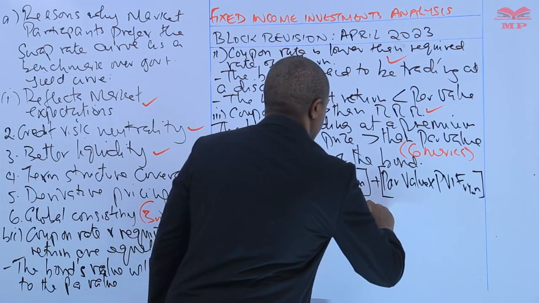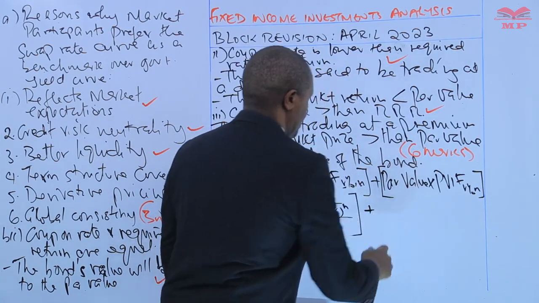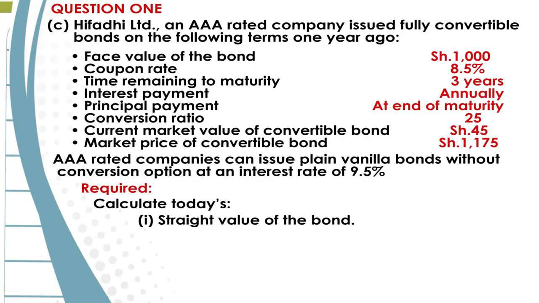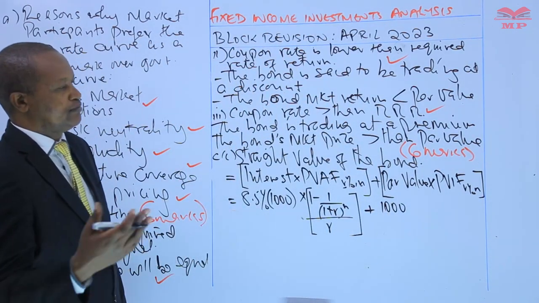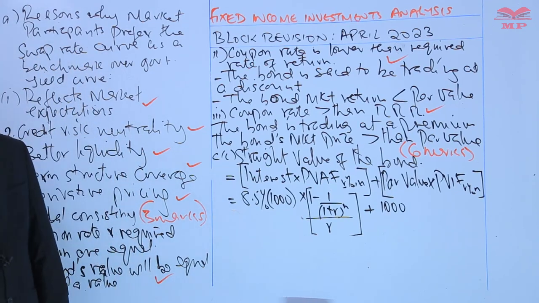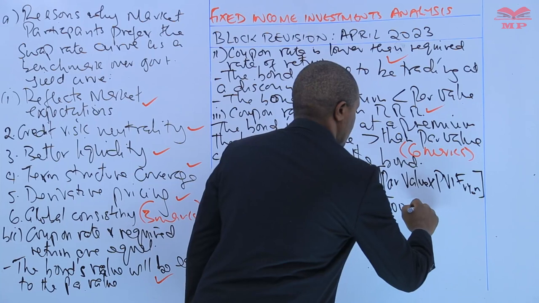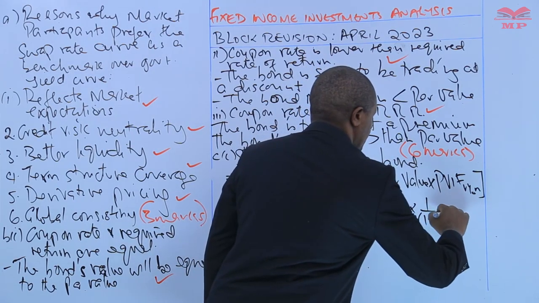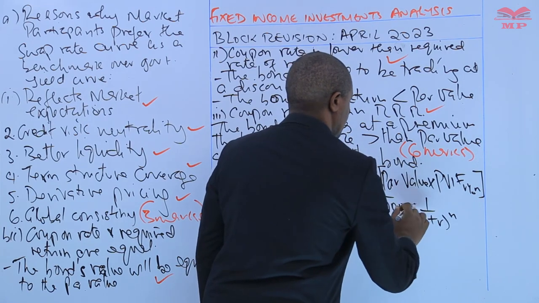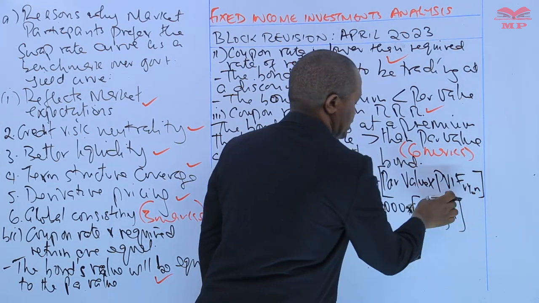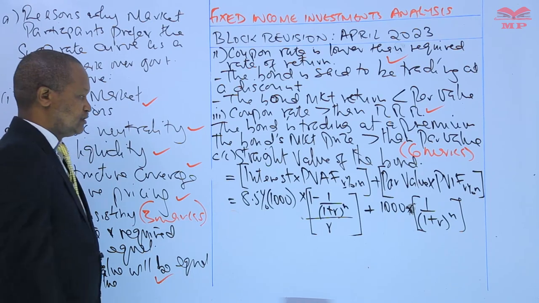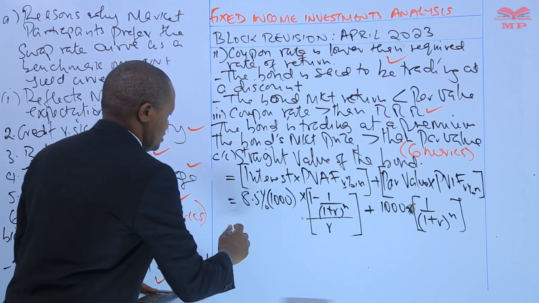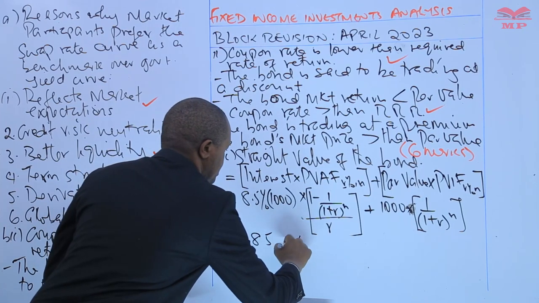Plus the par value from the question, the face value of 1,000. This is 1,000 times the present value interest factor. The present value interest factor is 1 over 1 plus R raised to N. This is the discounting factor of a lump sum. Are you following, candidates?